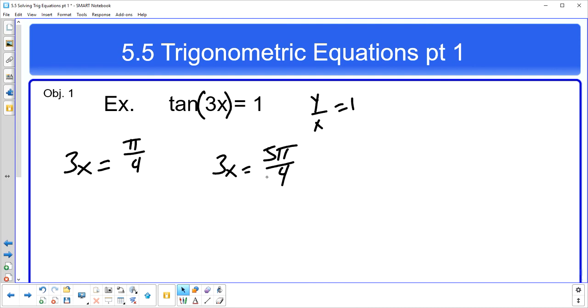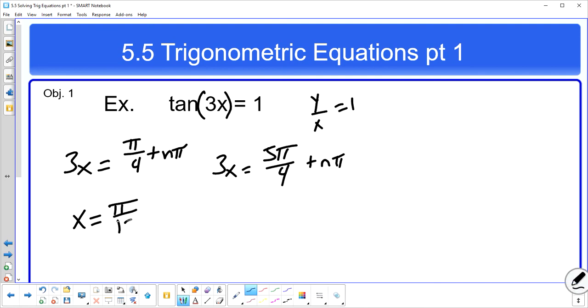So that means our angle from this problem, 3x, is equal to pi over 4, or 5 pi over 4. But remember, on the previous slide we talked about how we have to add n pi to each of these, because that is how long until the period reproduces itself. This is the one where we have to do a little bit more work because x isn't by itself, so we're going to divide both sides by 3. Remember, dividing by 3 is the same thing as multiplying by 1/3, so we'd end up with pi over 12 plus n pi over 3.